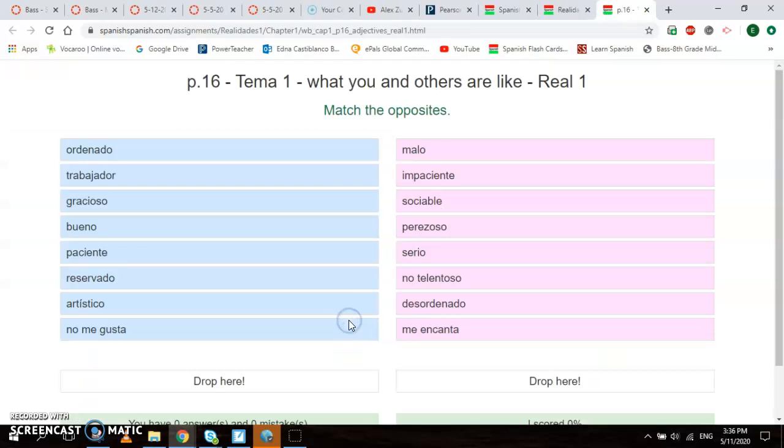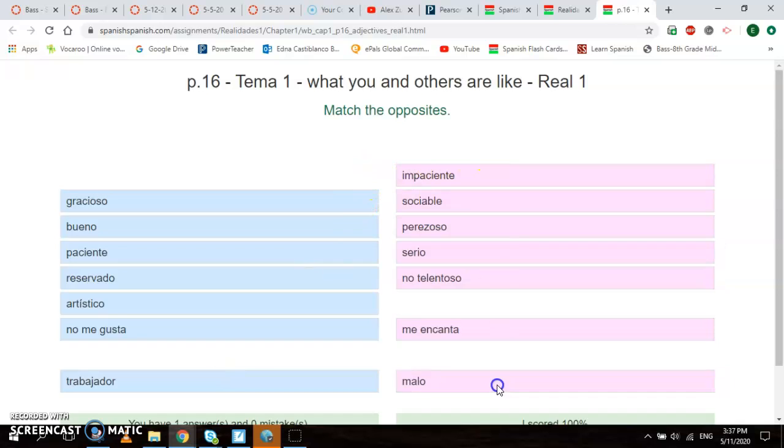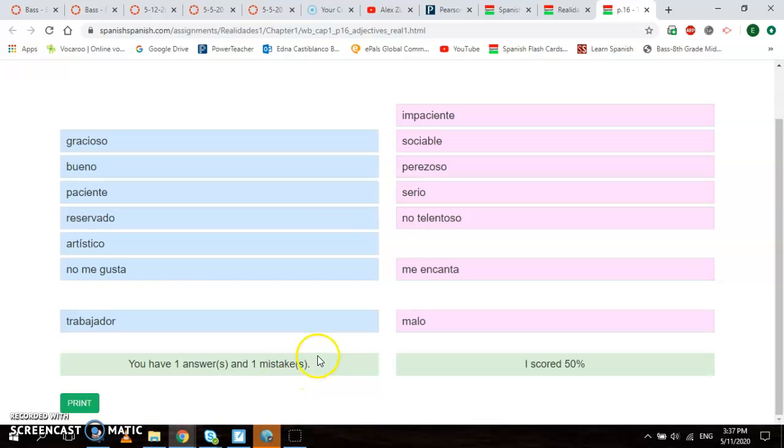It's 16. On page 16, you're going to match the opposite. So you see the word ordenado. What is opposite to being organized? Well, that would be disorganized. So you find the word that means disorganized here. You take the one here, drop it, and then you see trabajador. If it's hardworking, what is the opposite of being hardworking? It's being lazy. So that would be this one. So you just drop them there, but be careful because even when they don't match, it's going to take it, but it's going to give you a mistake. Okay, so that's your second one. Just look at the meanings of the words and then find the opposites.